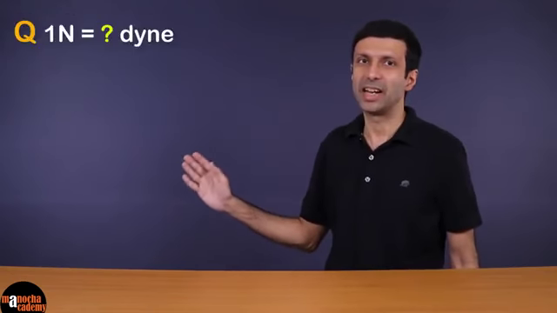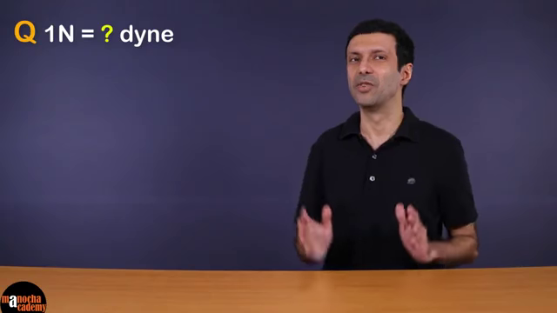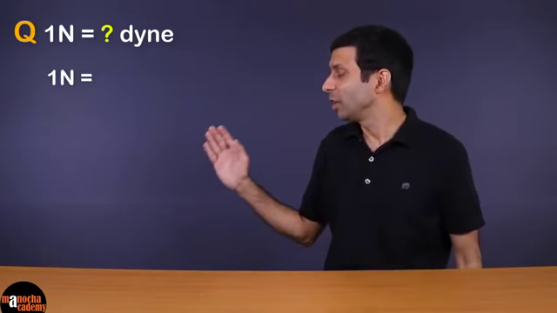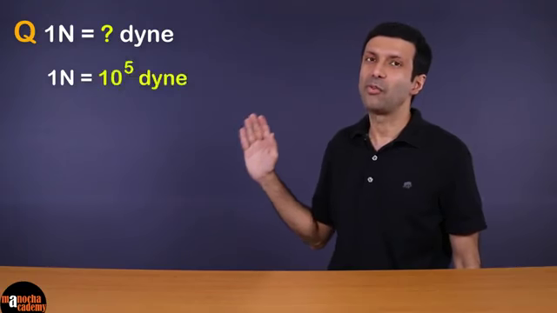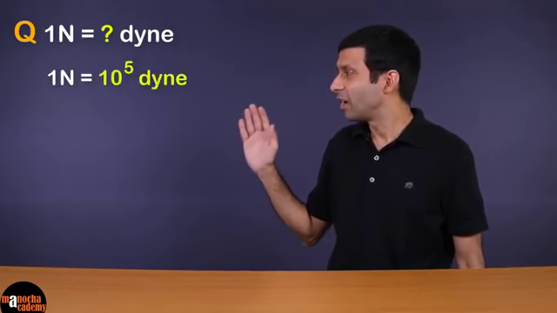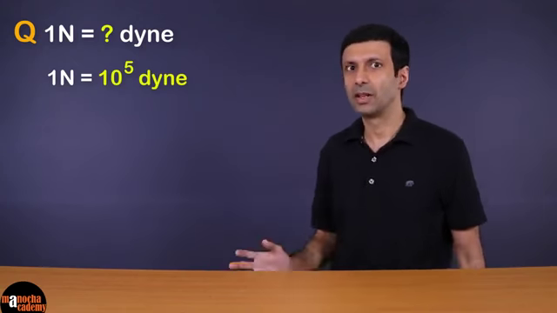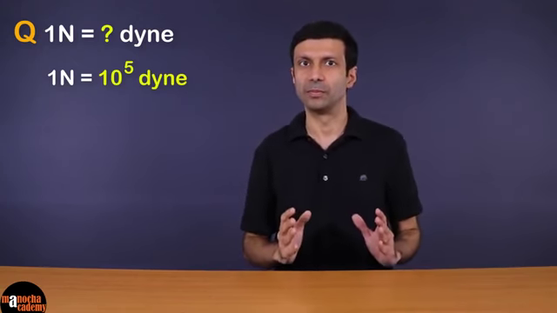Now let me ask you, 1 Newton is how many dyne? What is this unit conversion? That's right. 1 Newton equals 10 to the power 5 dyne. So that's 100,000 dyne or 1 lakh dyne. Now how do we get this unit conversion?